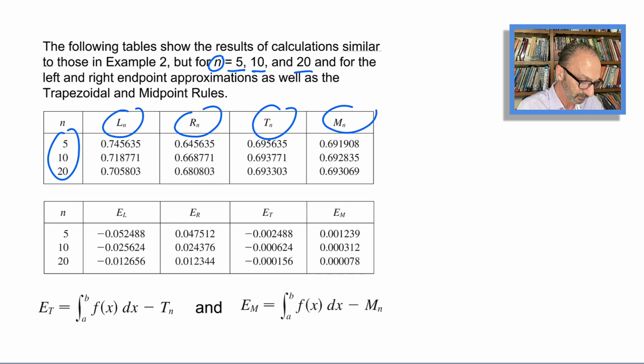So it turns out if you go for n equals 5, 10, and 20, we have the left Riemann sum, the right, the trapezoid, the midpoints. Not only that, we have the errors in each one of them. The error in left, error in right, error in using the trapezoid rule, and error for the midpoint rule for n equals 5, 10, and 20. There's a lot to say about these numbers, so I'm breaking it down into different slides to go over it.